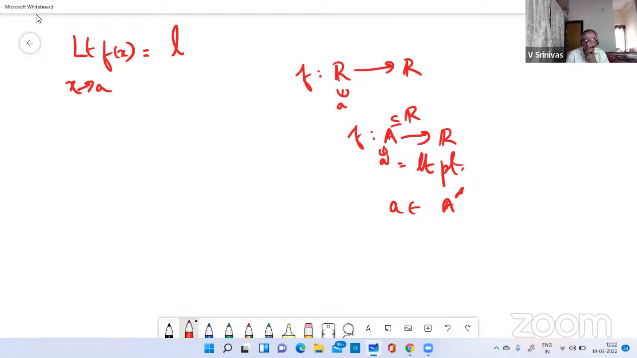Let small a be a limit point. After that, you will be defining limit f of x as x goes to a. How do you define this? You may recall. This is the first definition in your calculus of real valued functions. Can anybody tell me the definition of this?